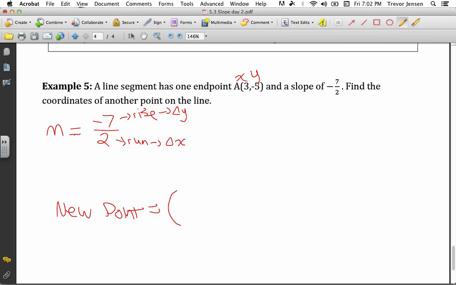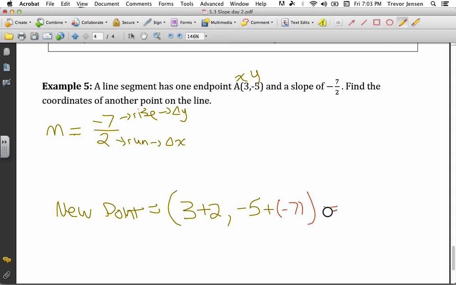So the new point equals: the x-coordinate of my original point was 3. I need to add the run to that because the run affects the x-coordinate, since that's the horizontal distance between two points. So I need to add 2 to that. The y-coordinate of my original point was -5. I need to add the rise to that because the rise affects the y-coordinate, since it's the vertical distance between two points. So I need to add -7 to that to get my new point.